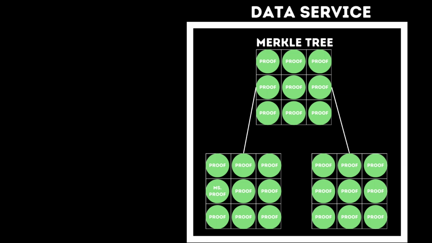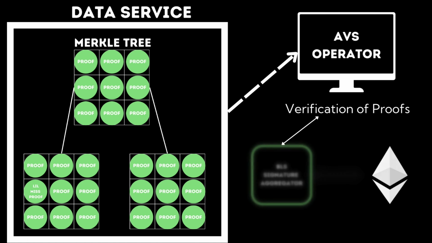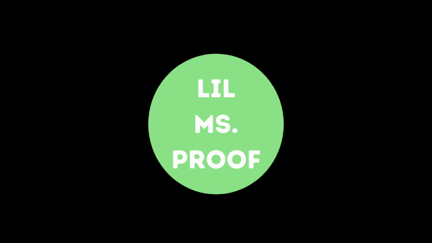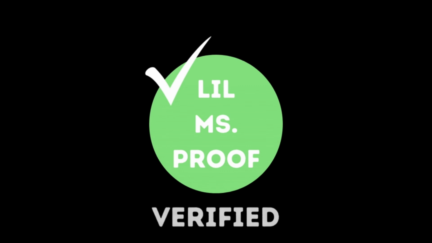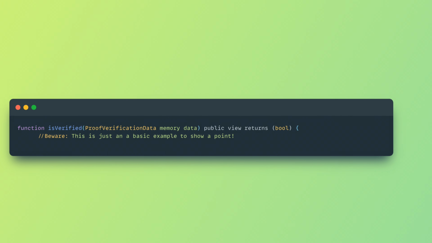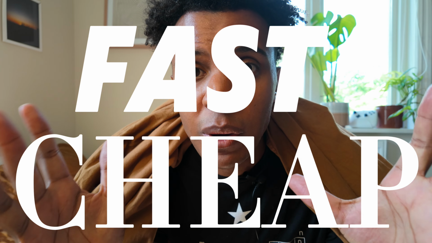Behind the scenes, an AVS operator downloads the proofs from the data service, validates the proofs, and works with a signature aggregator to verify the signatures on Ethereum. We can check on Miss Proof after these blocks are completed that she has been verified using the CLI. If we need to reference this proof in our Solidity code, we can use an isVerified function to pass in the proof verification data we have received. This is the fast and cheap verification we've all been waiting for.